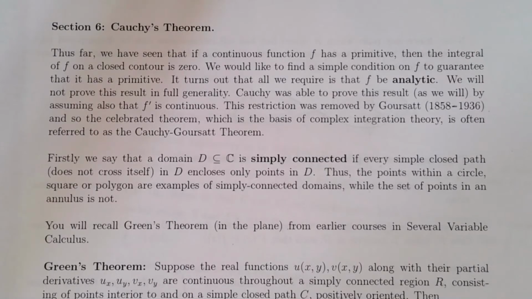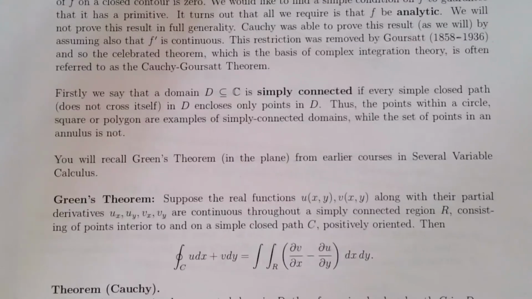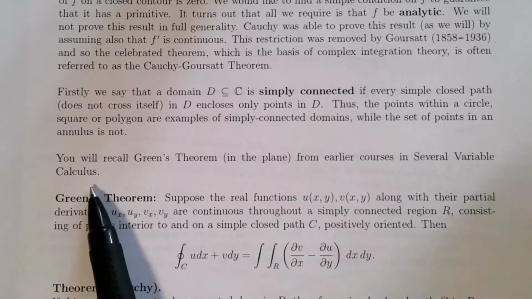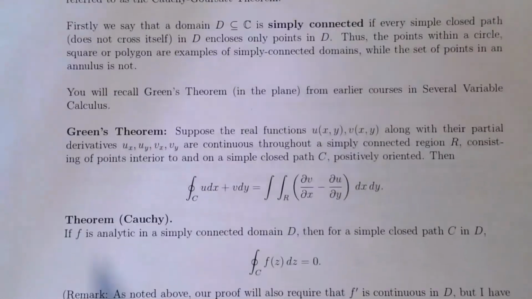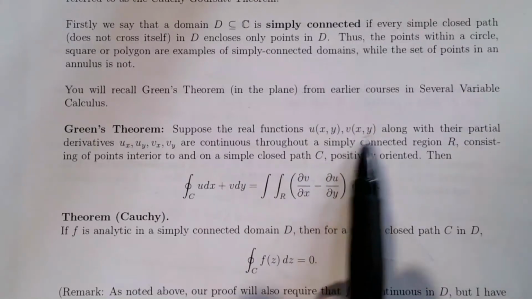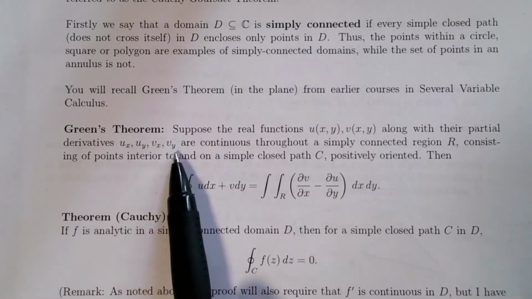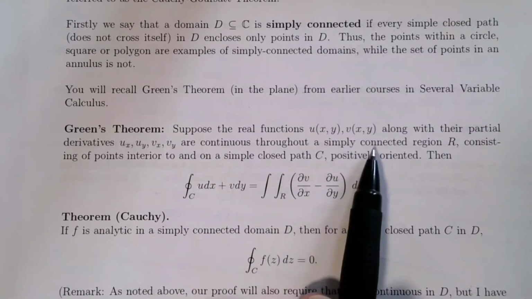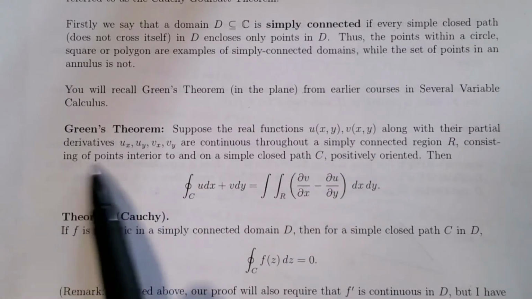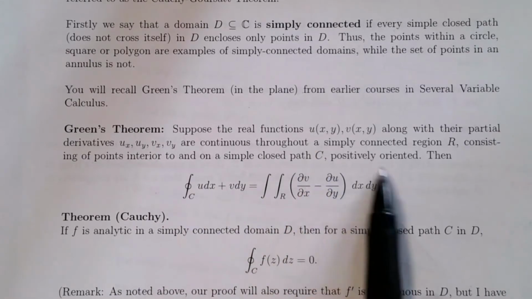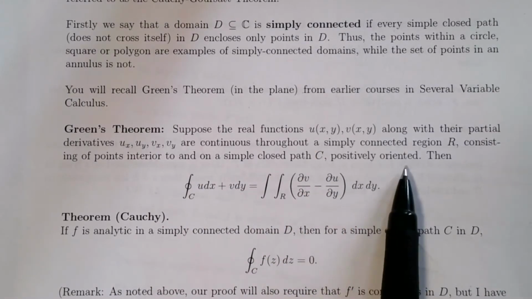Now you'll need to recall here, I'm going to use Green's theorem. You may recall Green's theorem in the plane from earlier several variable calculus courses. If not, then I'll just restate it here. It says, suppose that we have real functions u of x,y, v of x,y, along with their partial derivatives, and we need those to be continuous throughout a simply connected region R, consisting of points interior to and on a simple closed path C, positively oriented, that is generally anti-clockwise.